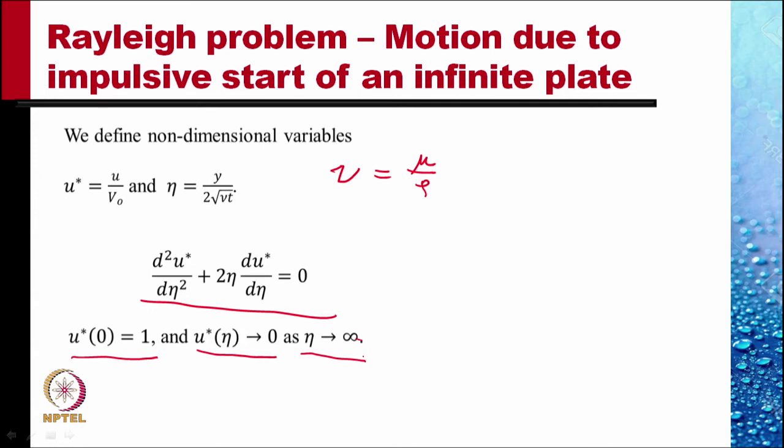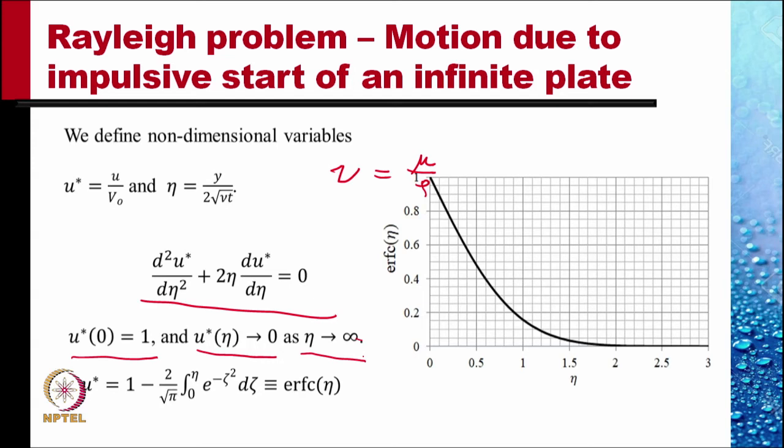This equation has a standard solution. And the standard solution is what is called the complementary error function. So the final solution by direct integration is obtained as 1 minus twice by root pi integral from 0 to eta of e minus zeta squared d zeta. And this is the function defined as the complementary error function, which goes like this.